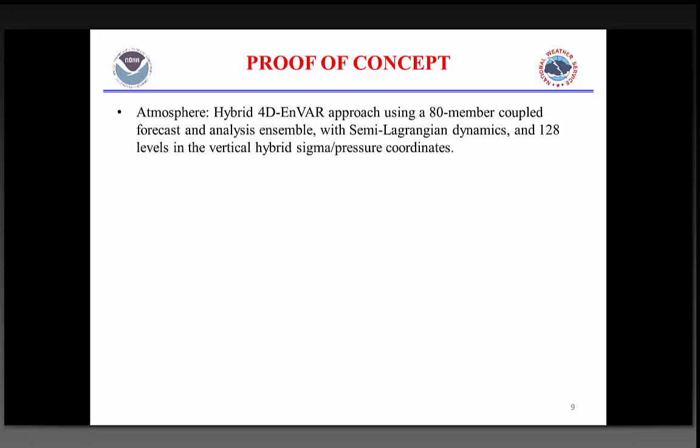First, for the proof of concept, for the atmosphere, we will take whatever improvements come from the atmospheric data simulation group. We have a very vibrant and healthy data simulation group here at EMC, and so right now we are looking at a hybrid 4D EnVar approach with an 80-member ensemble, which would be coupled forecast and analysis with semi-Lagrangian dynamics. At present, we don't have the new dycore, and maybe 128 levels in the vertical. Remember, this is a prototype, it's a toy.